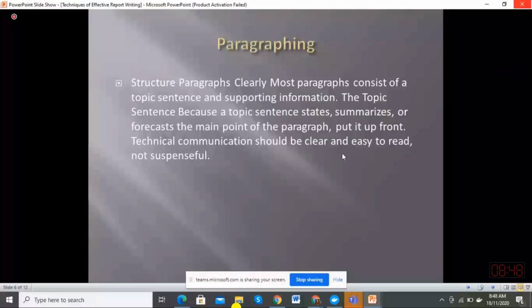So, structure paragraphs clearly. They consist of a topic sentence and supporting information. The topic sentence states, summarizes, or forecasts the main point of the paragraph. Put it up front. Technical communication should be clear and easy to read, not suspenseful. So what we require to have effective paragraphs is a topic sentence and supporting sentences.